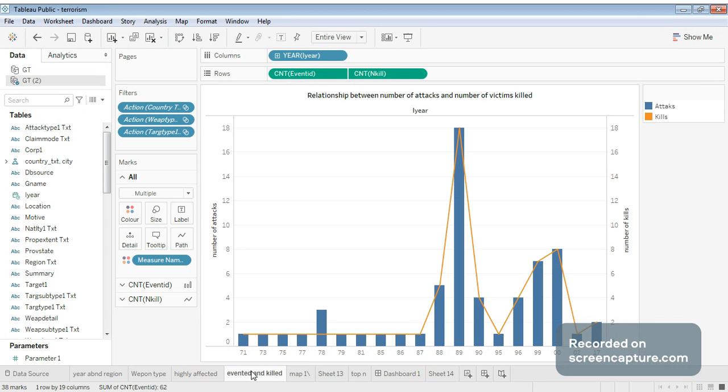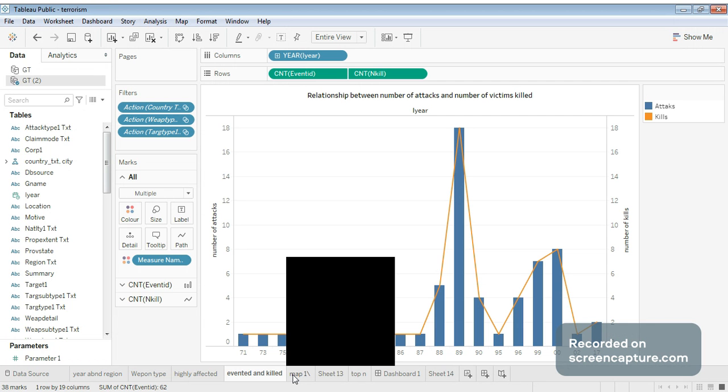This graph shows three things. One, the number of attacks that were made in a particular year. Second, the number of kills. The bars represent the number of years, and the line represents the number of kills and number of attacks. That will again be shown in my dashboard.